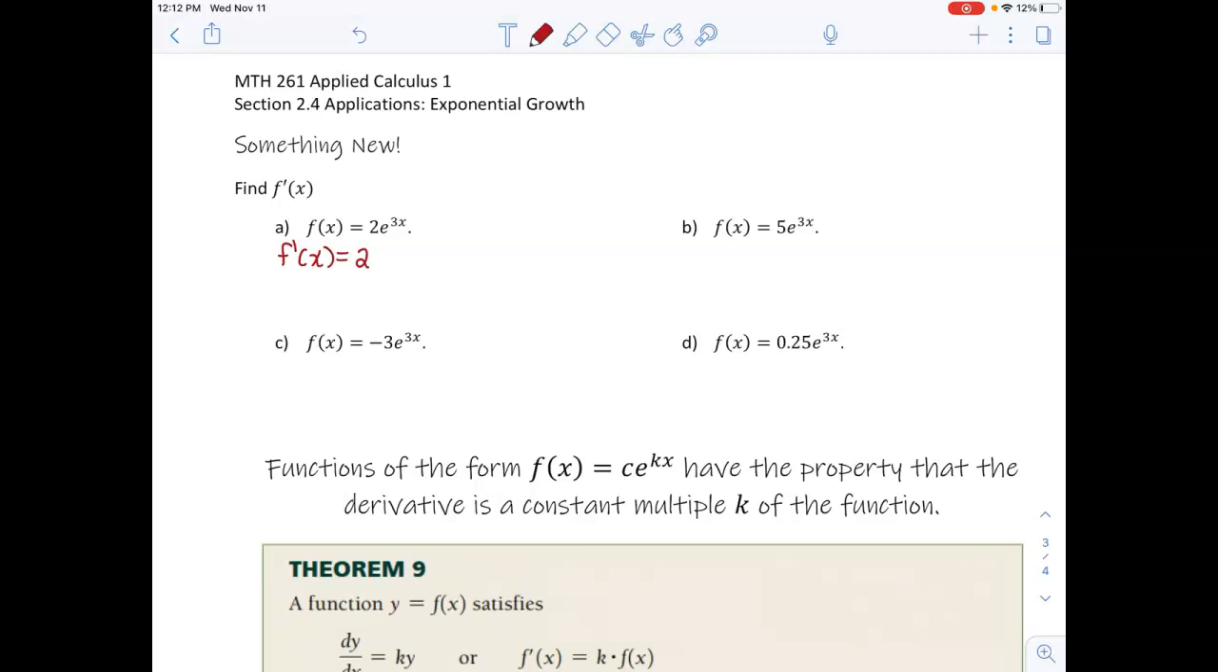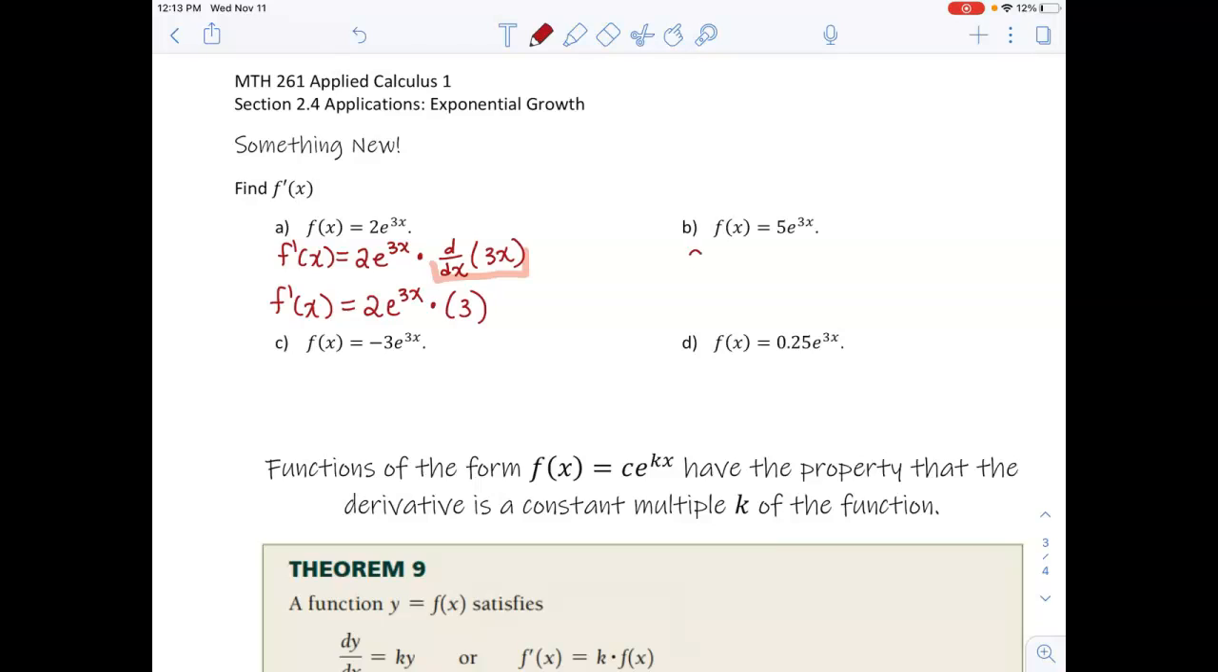F prime of x is 2 times e to the 3x power times the derivative of 3x, right? So f prime of x is 2 times e to the 3x power times, now what's this going to give us? That's just going to be 3, right? I want you to notice a pattern. So every time we're going to copy down that e term, and then multiply that by the derivative of this power, okay? So what about the second one?